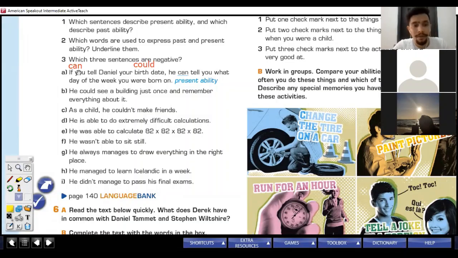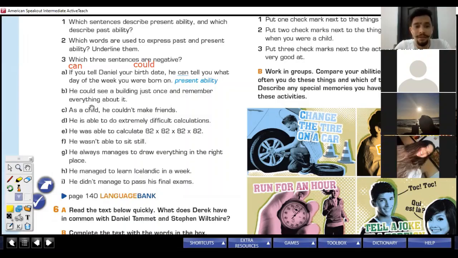Now, B: he could see a building just once and remember everything about it. Past ability. And which is the word that shows that past ability? Could. Good, right? So these two examples here are the normal examples that we use most of the time, right? Can for the present, could for the past. Great. Let's continue with letter C.